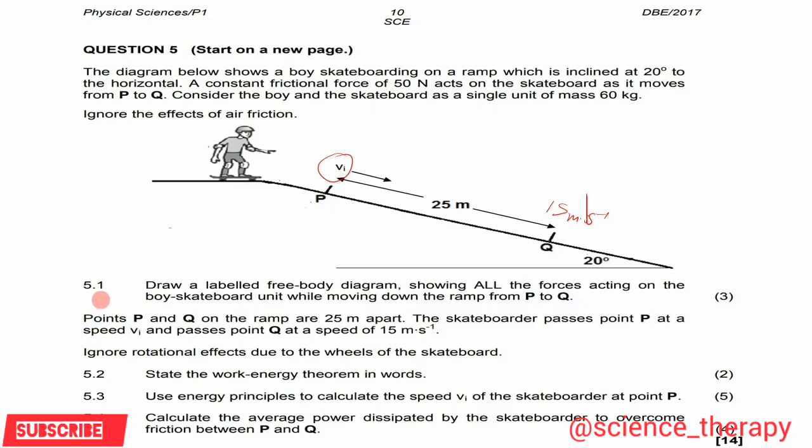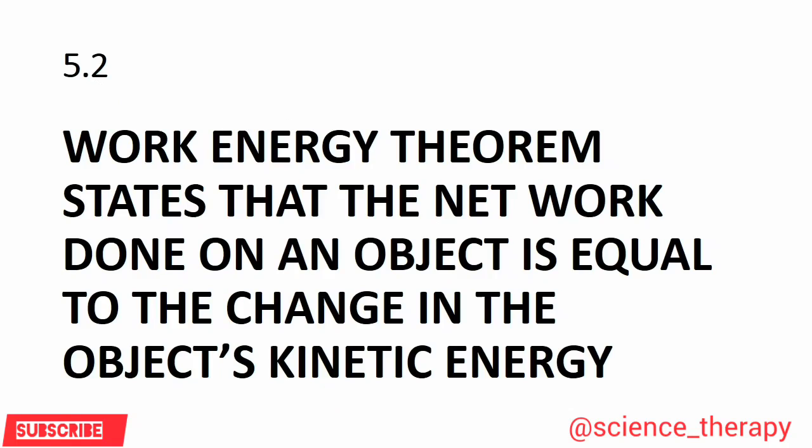Now 5.2 says state the work energy theorem in words. The work energy theorem in words, let's quickly run to that. We have the work energy theorem states that the net work done on an object is equal to the change in the object's kinetic energy. So if you're in an exam and you've kind of forgotten that, you just look at the formula sheet and you'd find that you have something like this, right? So this tells you the definition.